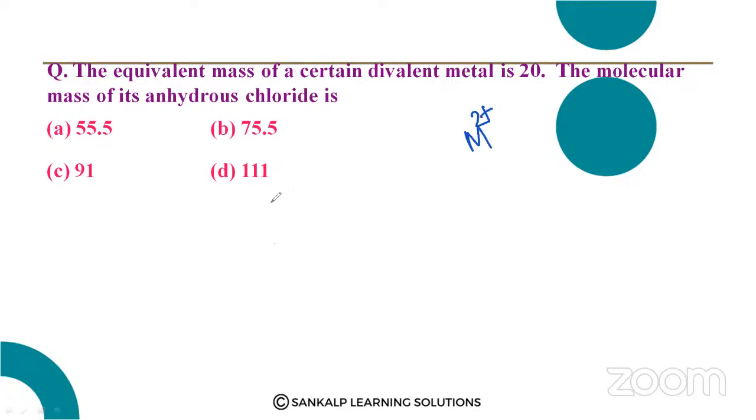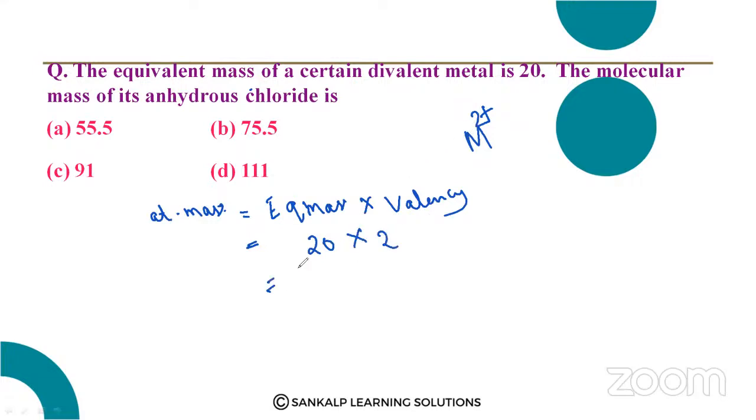Equivalent mass is given. How will you find out? First you will find out the atomic mass. Atomic mass is equal to equivalent mass into valency. Equivalent mass is given as 20. What is the valency? Valency is 2. So the atomic mass of the element is 40. So we have found out the atomic mass from the equivalent mass.